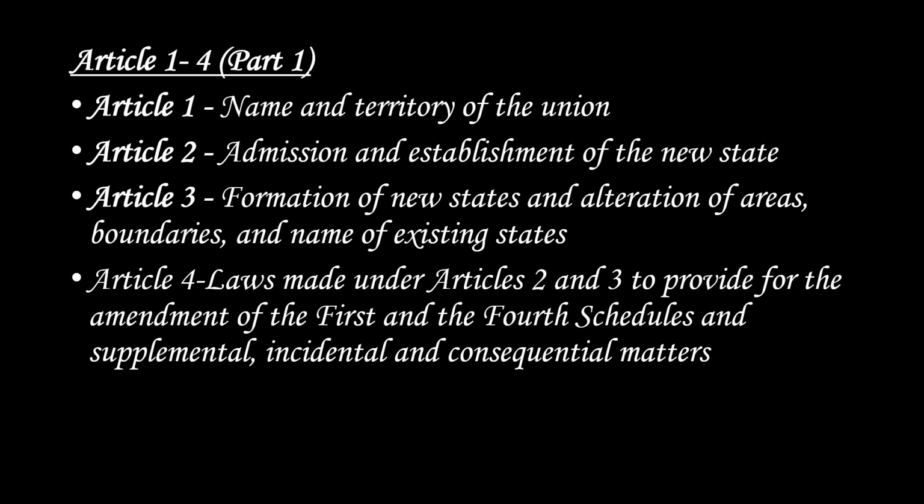Article 1 to 4 of the Indian Constitution is mentioned under Part 1. Article 1 deals with the name and territory of the Union. Article 2, admission and establishment of new states. Article 3 deals with formation of new states and alteration of areas, boundaries and names of existing states. Whatever rules and guidelines are related to that are mentioned under Article 3. Article 4, laws made under Article 2 and 3 to provide for the amendment of the first and the fourth schedule and supplemental, incidental and consequential matters, is mentioned under Article 4.